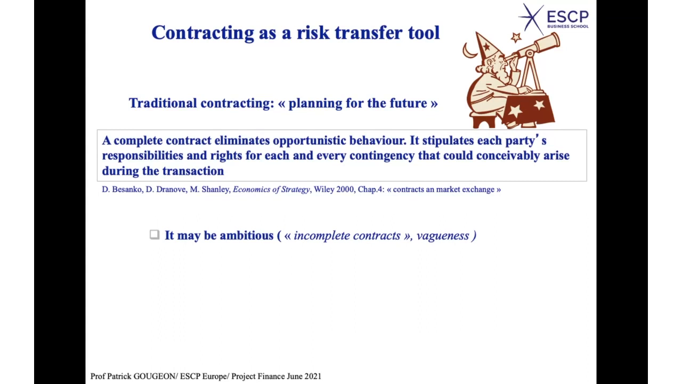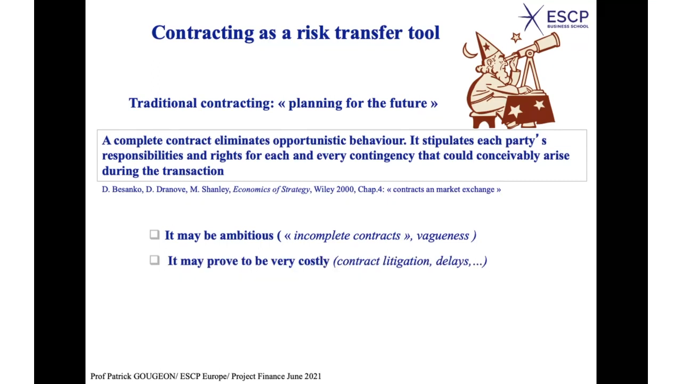In the end, it may prove very costly because you have contract litigation and delays, which are very important. The cost overrun very often comes from this. The fact that contracts are not complete, they are vague, and sometimes you have huge delays due to the fact that there is a disagreement between parties. Contract litigation and delay. It may prove very costly.